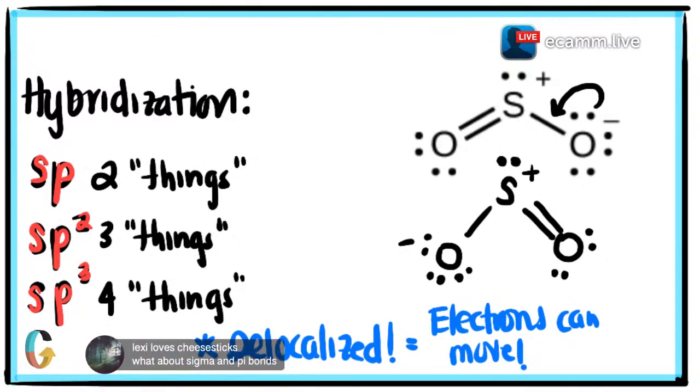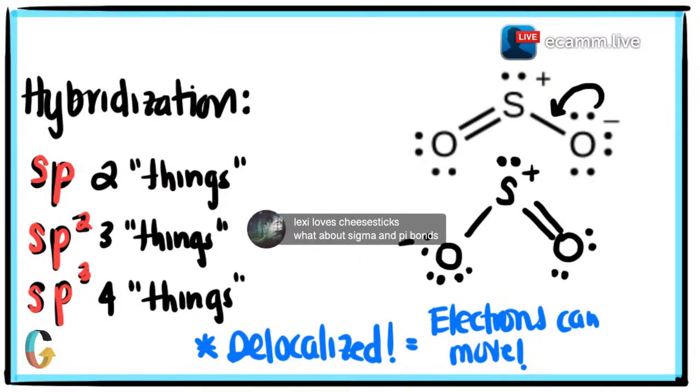Lexi says, what about sigma and pi bonds? We'll definitely get to that. Okay. Alex, SP3. Yeah, there was definitely an SP3 one over there.